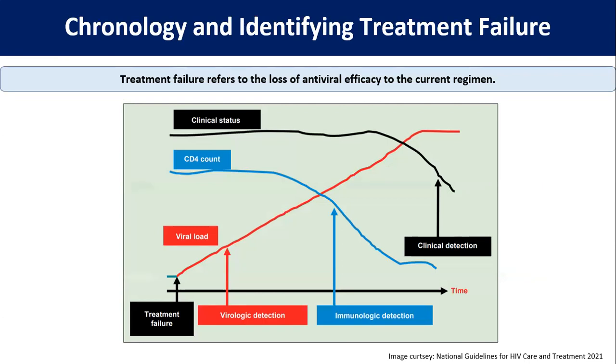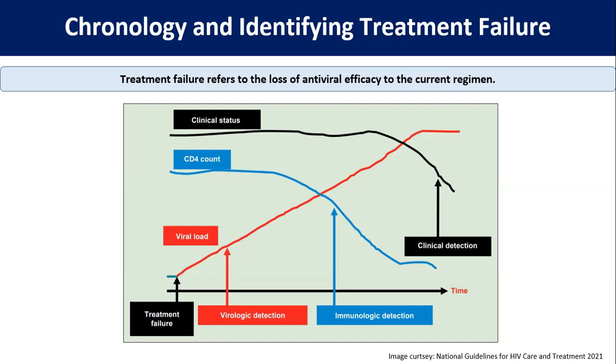Now, before we go into the detail of treatment failure and what to switch, what not to switch, let us see the relationship between the viral load, the CD4 count, and clinical status. It is important because viral load is the first entity to start rising whenever a patient fails a particular treatment. After a significant lapse of time, the CD4 starts decreasing. And by the time the patient develops deteriorating clinical symptoms, the increase in viral load has almost plateaued.